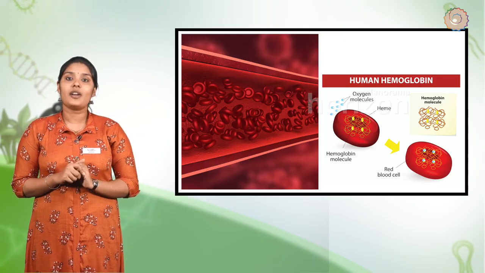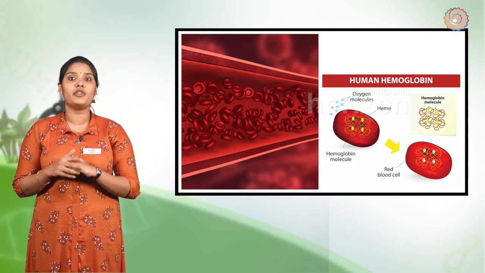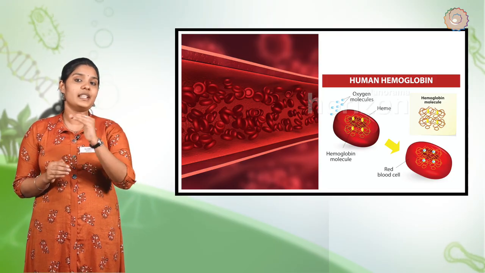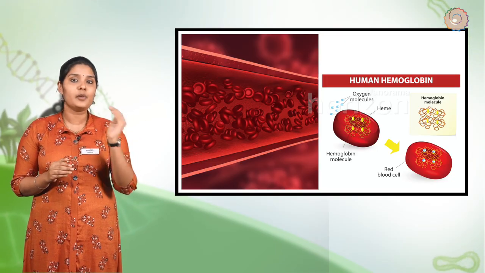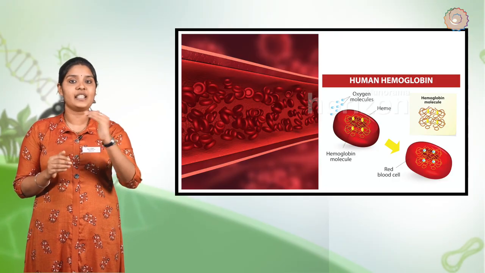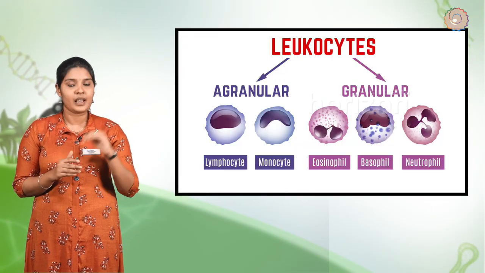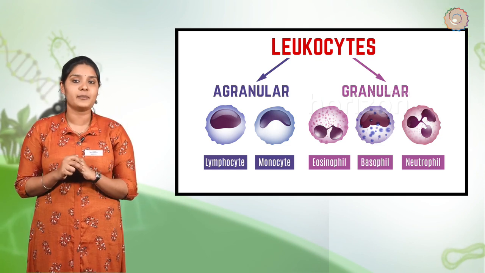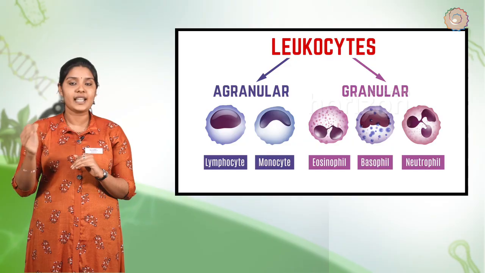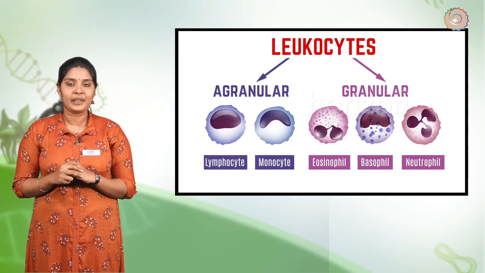Red blood cells or RBC, also known as erythrocytes, are responsible for transporting oxygen to the entire body. They contain a protein called hemoglobin, which has a high affinity for oxygen. White blood cells or WBC, also known as leukocytes, are a part of the body's defense mechanism. They help in fighting against foreign pathogens and building up of the immunity.